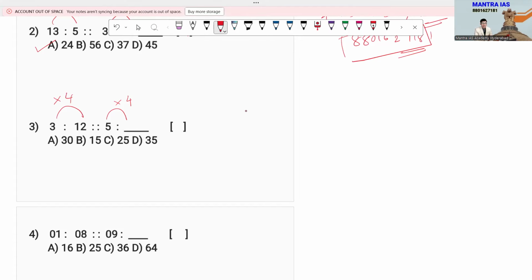So 3 is to 12, 5 is to dash. But in this case, into 4 is not applicable. So just think differently. What is that, sir? I am applying this: 3 is to, for example, 3 square. How much is it? 9. And the same number we have to add. Squaring of the number plus the same number. The logic is n is to n square plus n.